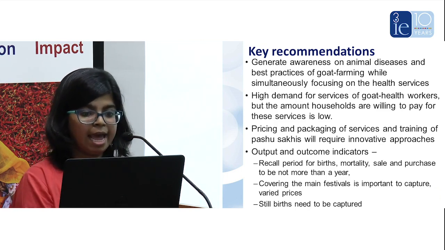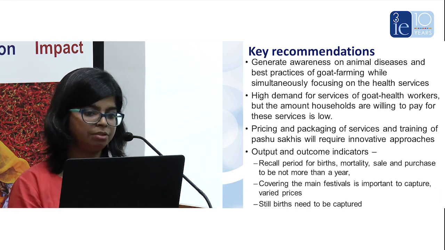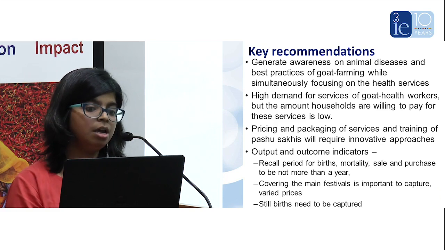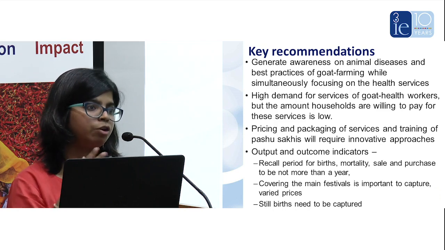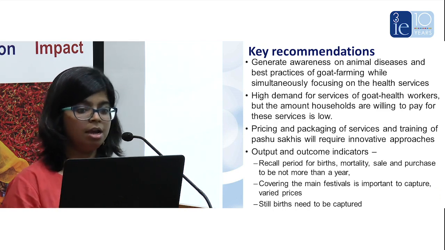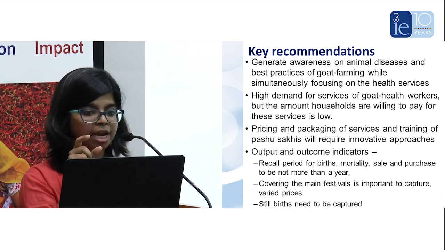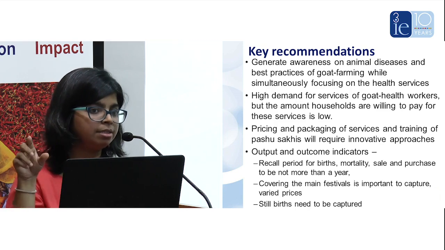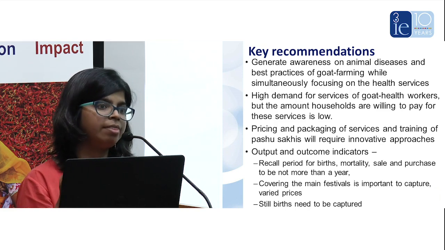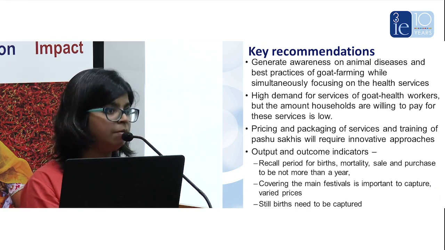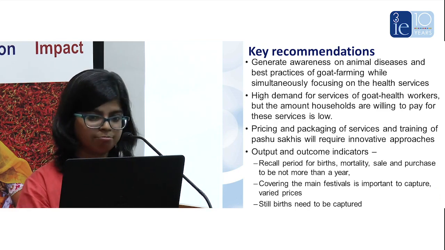Some of the output and outcome indicators that we suggested were that recall periods of birth, mortality, sale and purchase should not be more than a year. In our interviews we were asking them to recall for over 2 years, and there were high chances of error. As I mentioned in the previous slide, covering the main festivals is very important to be able to capture the varied prices for goats. And the last point, stillbirths, needs to be captured. We had to really probe a lot to capture stillbirths. Most of the women wouldn't report stillbirths among goats.